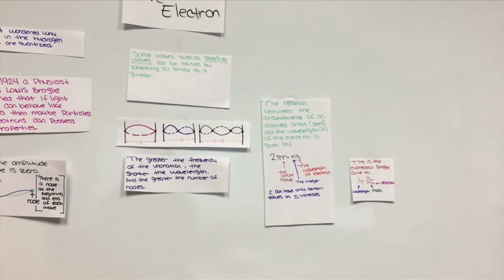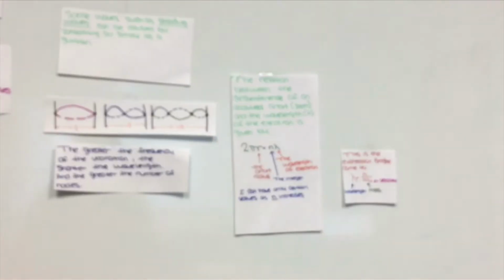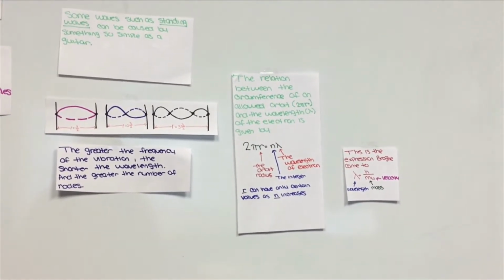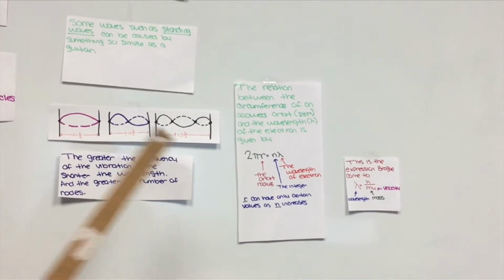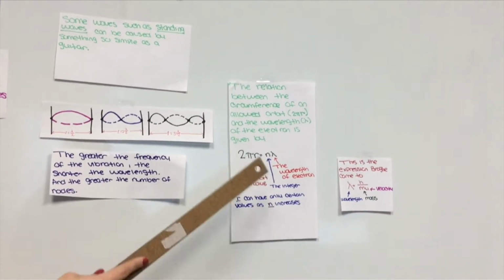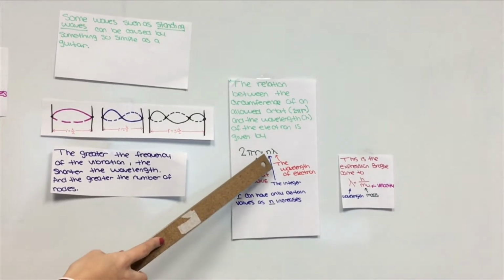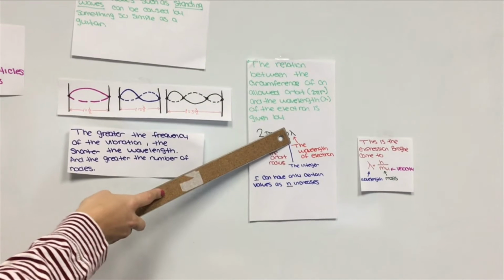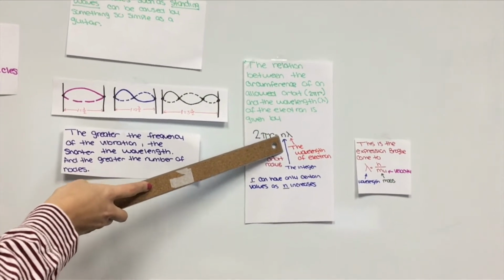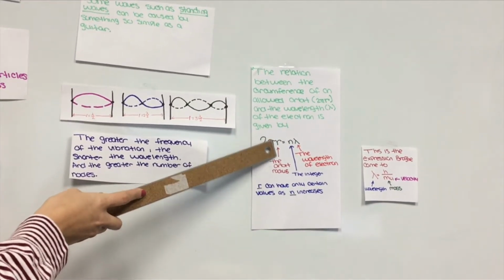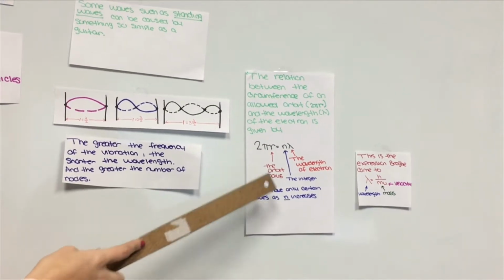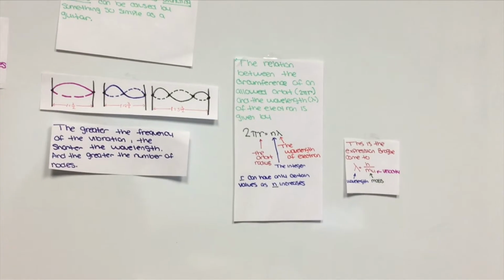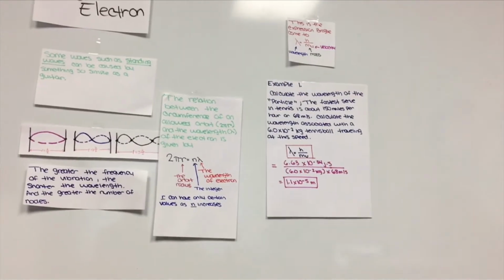The relation between the circumference of an allowed orbit, 2 pi r, and the wavelength of the electron is given by this equation right here: 2 pi r equals n times lambda. Lambda represents the wavelength of the electron, n represents the integer, and r represents the orbit radius, and r can have only certain values as n increases.